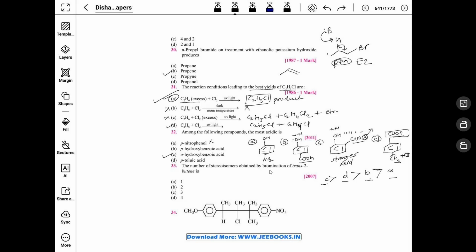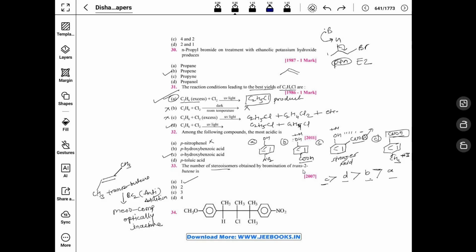The number of stereoisomers obtained by bromination of trans-2-butene is, so how many stereoisomers will you get on bromination of trans-2-butene? This question is very important. This is the structure of trans-2-butene. We should remember that bromination is an anti-addition, and therefore it leads to the formation of a meso compound, an optically inactive compound, and hence only one stereoisomer will form. So the correct answer is A.